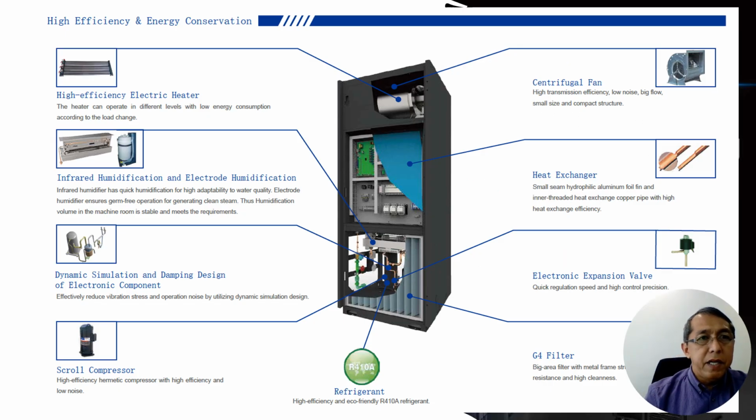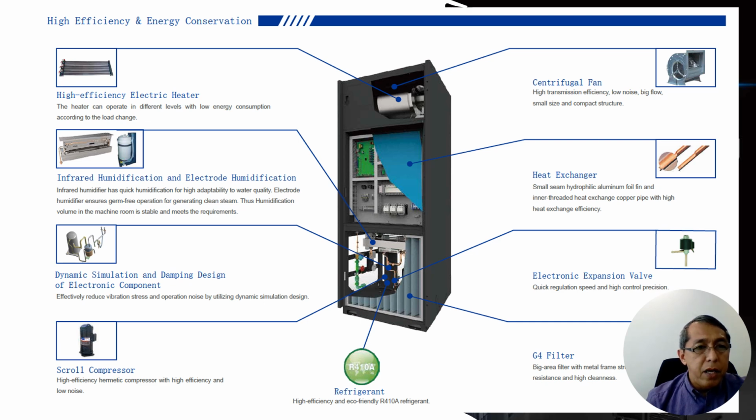It has high efficiency and energy conservation in terms of the high efficiency electric heater. The heater can operate in different levels with low energy consumption according to load change. It has an infrared humidifier and an electrode humidifier, which means the infrared humidifier has quick humidification for high adaptability to water quality. The electrode humidifier ensures germ-free operation for generating clean steam. Thus, humidification volume in the machine room is stable and meets the requirements.